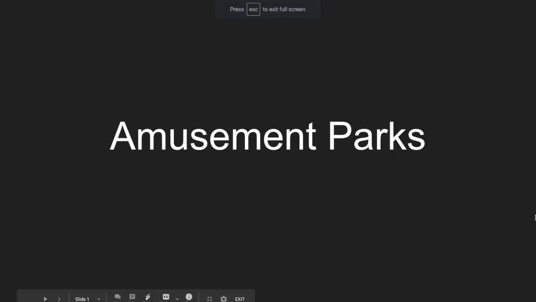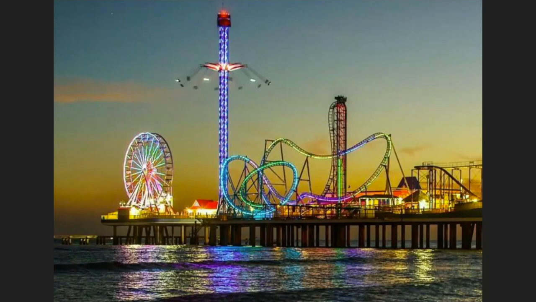All right, first graders, so for our project today, we are talking about amusement parks. What are amusement parks? Take a moment and think about if you've ever been to an amusement park. If you've ever been to Disney World or Six Flags or Playland, those are all amusement parks. But what makes an amusement park an amusement park? Let's take a look. This is an example of an amusement park.